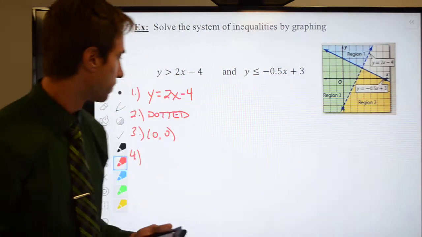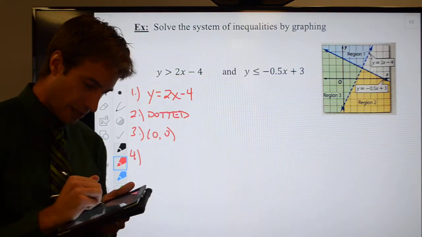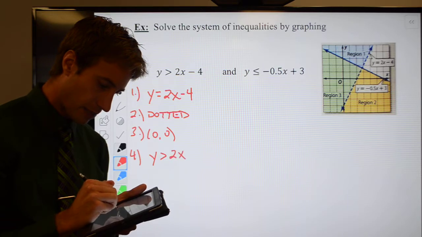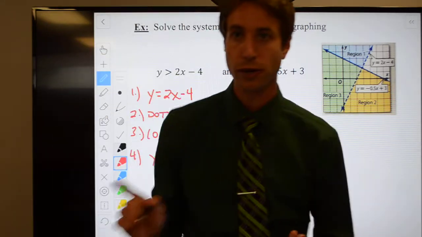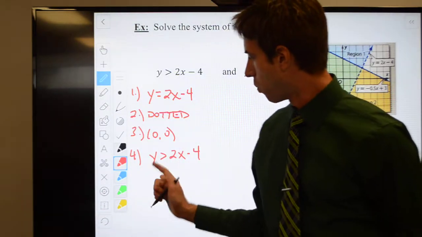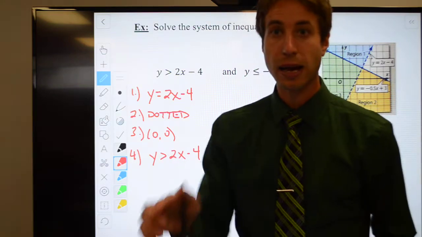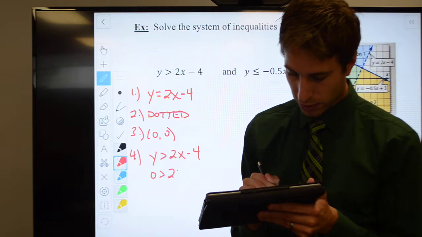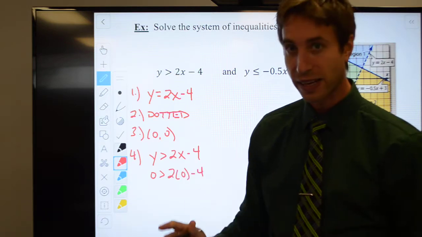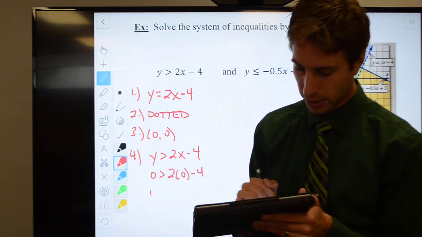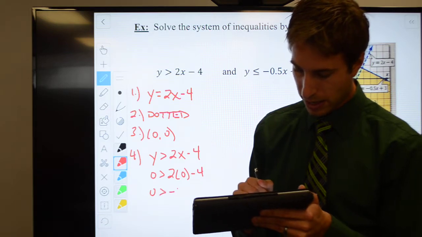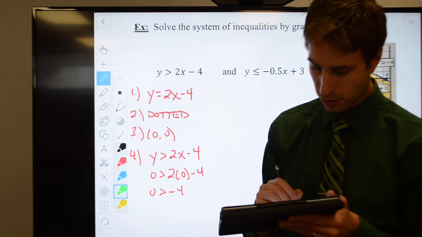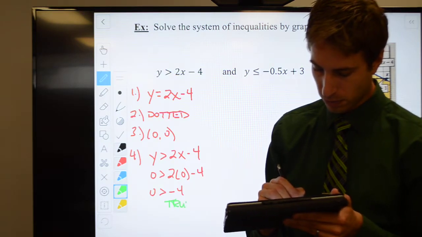Okay, here we go. Let's do this. Y is greater than 2x minus 4. Sorry, let me scoot over here so you can see what I'm working on. Y is greater than 2x minus 4. Now, I'm going to plug in zeros. 0 is greater than 2 times 0 minus 4. 0 is greater than a negative 4. Question: is that a true or false statement? Well, that one's true.